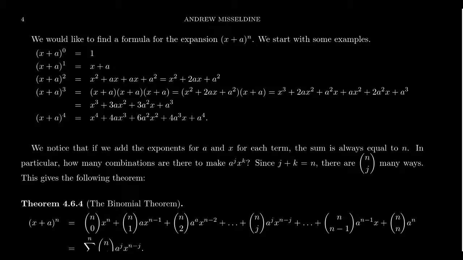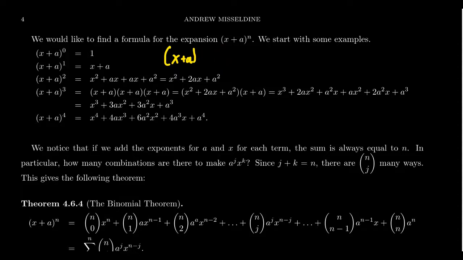Things get a little bit more interesting when you get x plus a squared. What does that mean here? Of course, that means you're going to take x plus a times x plus a, and you have to FOIL that thing out. You're going to get an x times x, which is an x squared, x times a, and then an a times x, and then an a squared. When you combine like terms, you're going to get x squared plus 2ax plus a squared.